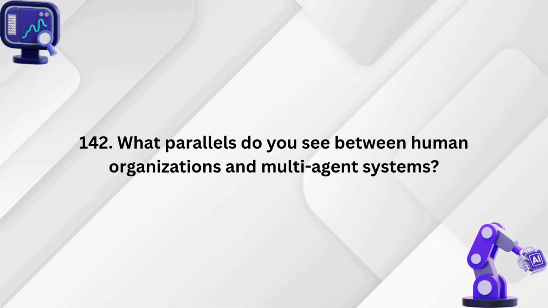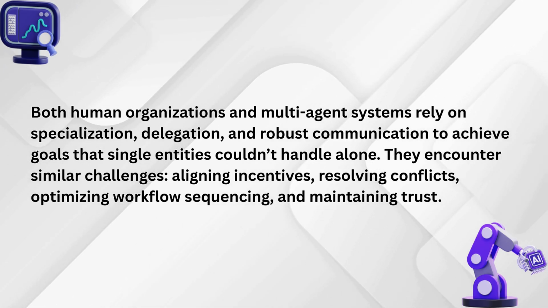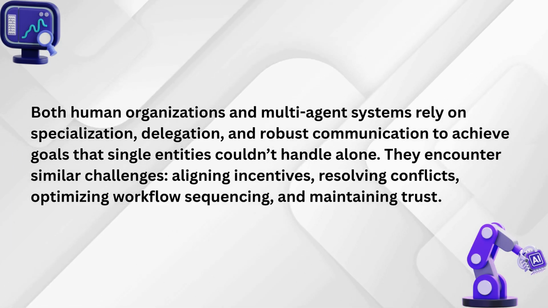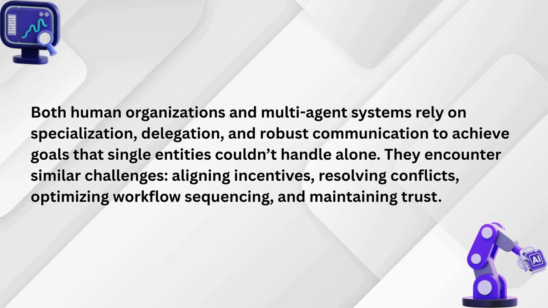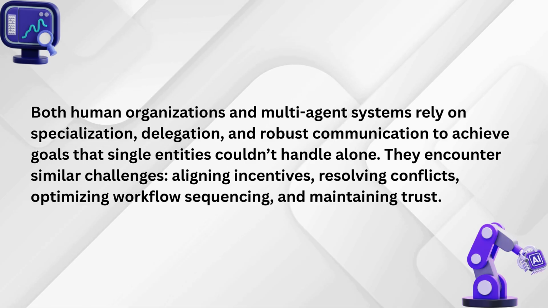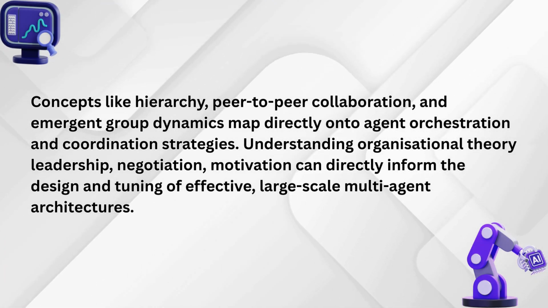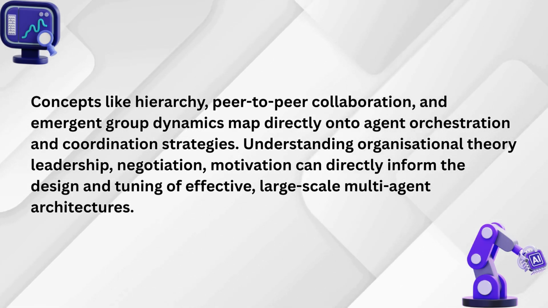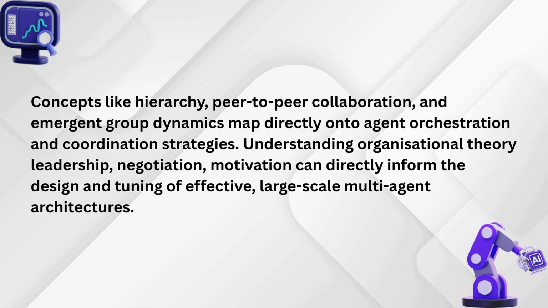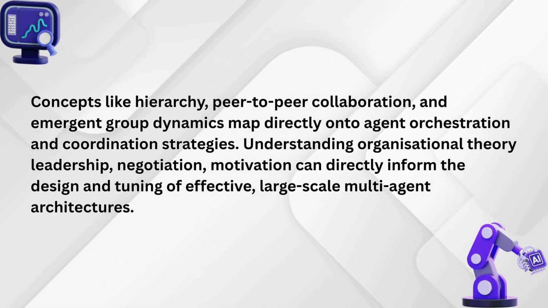What parallels do you see between human organizations and multi-agent systems? Both human organizations and multi-agent systems rely on specialization, delegation, and robust communication to achieve goals that single entities couldn't handle alone. They encounter similar challenges: aligning incentives, resolving conflicts, optimizing workflow sequencing, and maintaining trust. Concepts like hierarchy, peer-to-peer collaboration, and emergent group dynamics map directly onto agent orchestration and coordination strategies. Understanding organizational theory, leadership, negotiation, motivation, can directly inform the design and tuning of effective, large-scale multi-agent architectures.